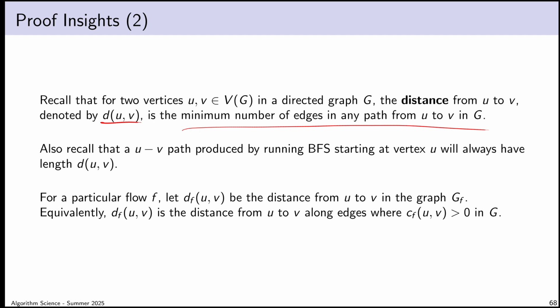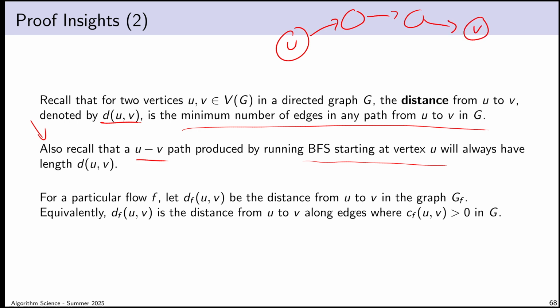Also recall that back when we talked about BFS, we proved this, that a particular uv path produced by running BFS starting at vertex u, so if I generate a BFS tree rooted at vertex u, and I find a path in that tree to a particular vertex v, it is guaranteed that the length of this path will be d(u,v). That is, this will be a shortest path with respect to the number of edges in the path from vertex u to vertex v. And that applies whenever I run BFS starting at vertex u.